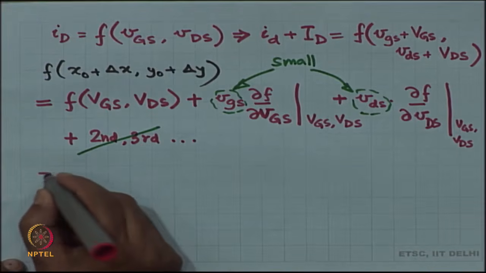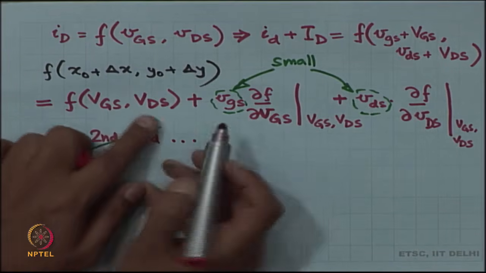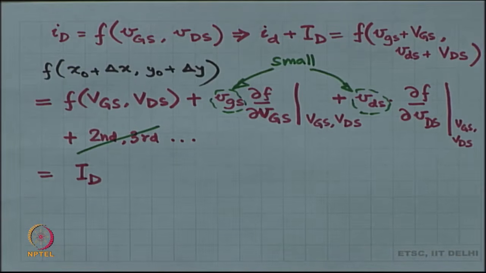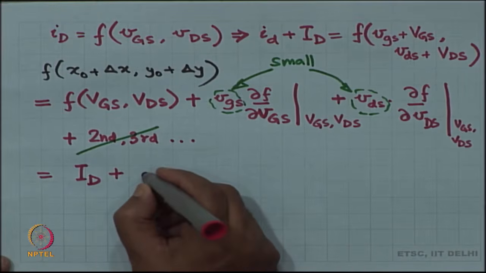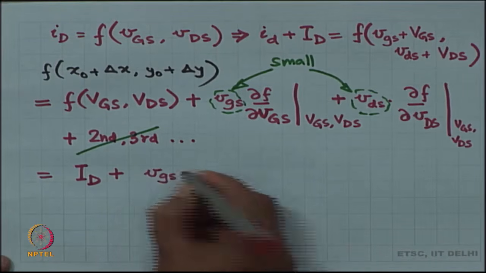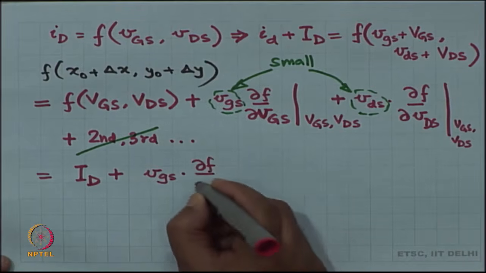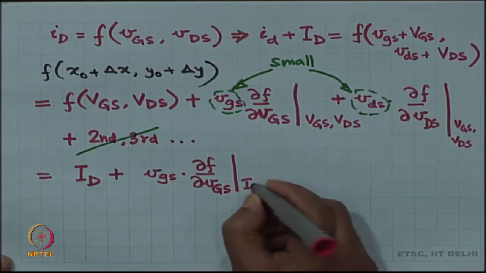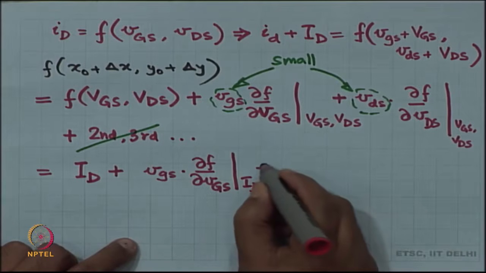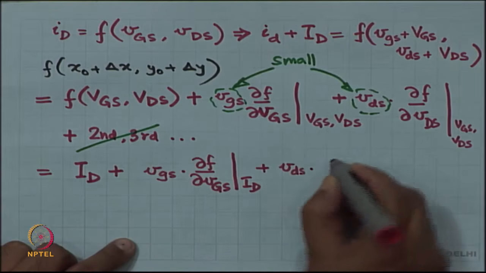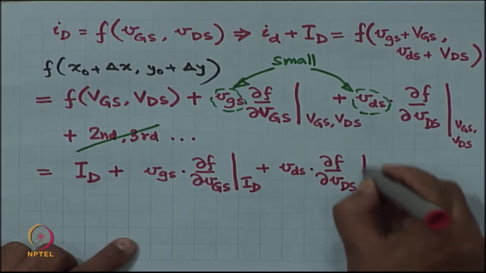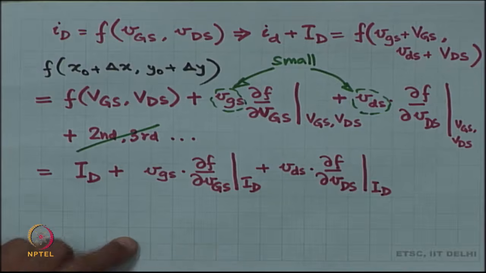Now, this can be rewritten as f of VGS comma VDS is nothing but ID plus VGS times partial derivative of f worked out at the operating point plus VDS times partial derivative of f worked out at the operating point. Okay. So, this is the idea.